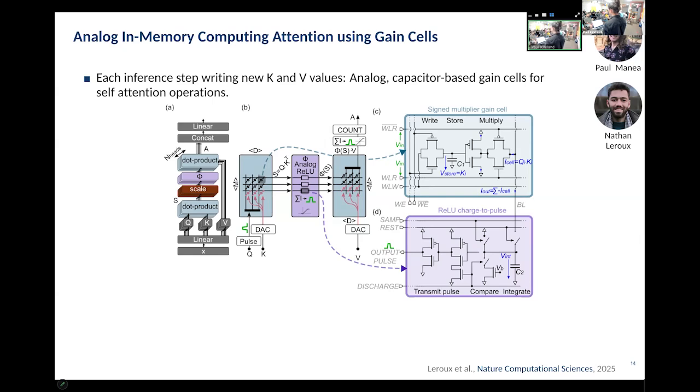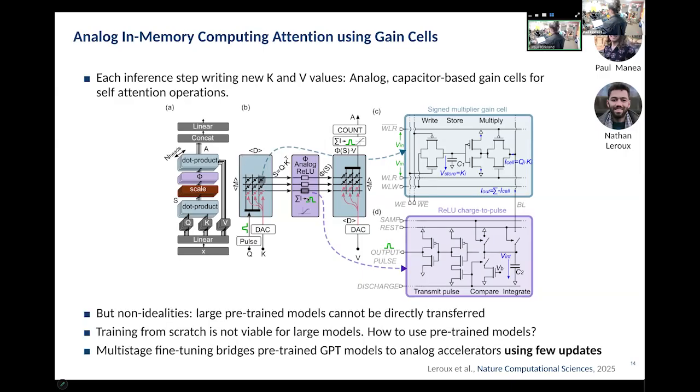So this part was done by Jean-Paul, a Strachan student, the design. But since they are leaking, if you just map a pre-trained transformer on this, it won't work very well. And this is the part that Nathan, my postdoc, who's now a CNRS researcher, found a way to fine-tune pre-trained transformers to be robust to this leak that you would have in these gain cells.